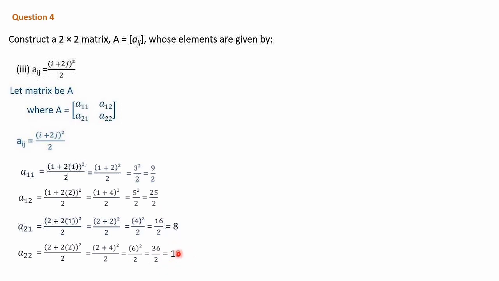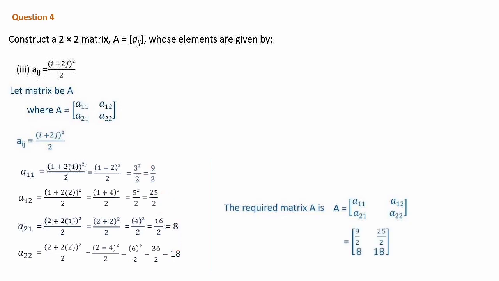So now all the elements we have got, just substitute and write the required matrix A. A is equal to A11, A12, A21, A22. Just replace these values there. That is equal to 9 by 2 is the first element, the second element is 25 by 2, then the A21 element is 8 and the A22 element is 18. Just replaced. So this is the required matrix. Move on to question number 5.